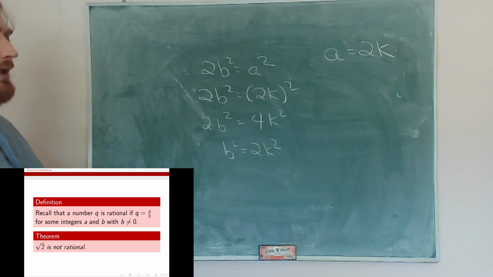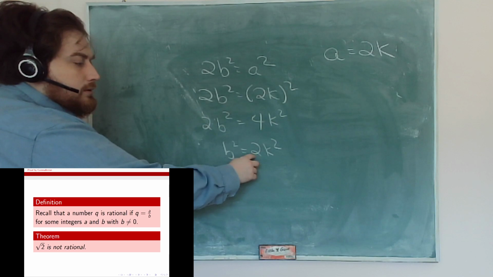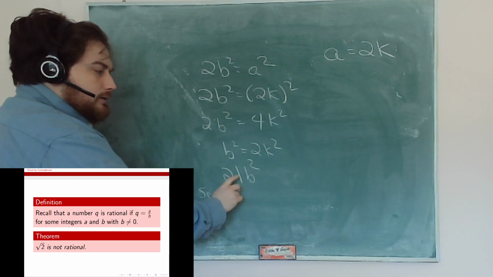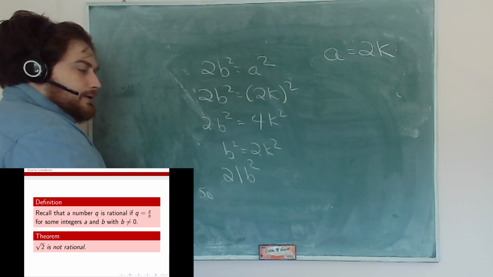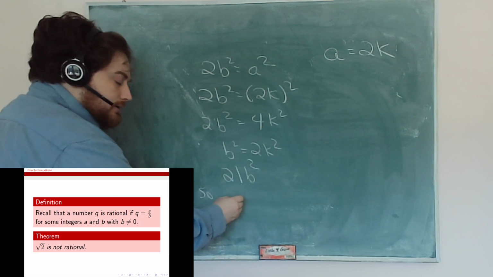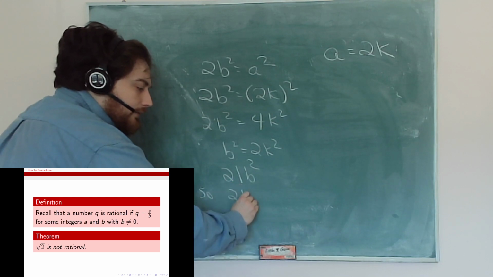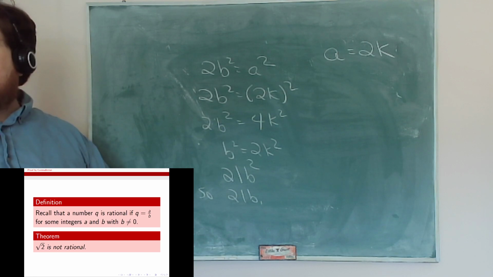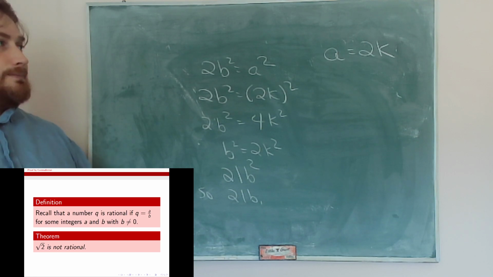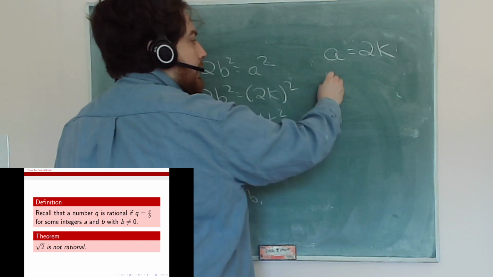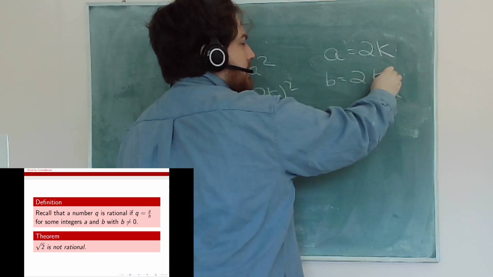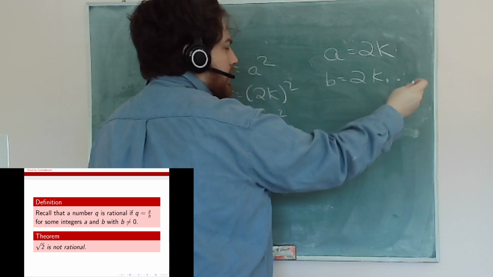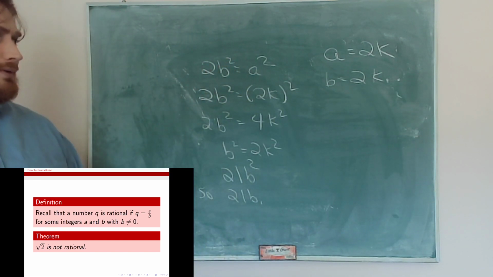So what I get is that, for the same reason, 2 divides b squared, because 2 times an integer is b squared. Hence, 2 divides b by our lemma, because 2 divides b times b, so 2 divides b. All right. So our b is 2 times some other integer we'll call k1 here, just to call it something different.